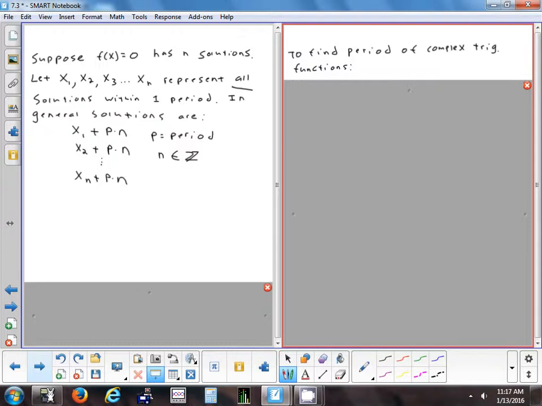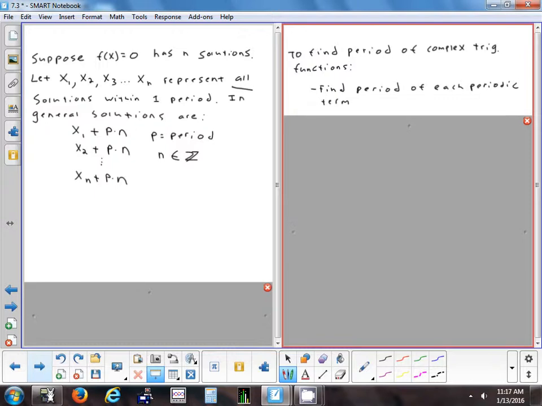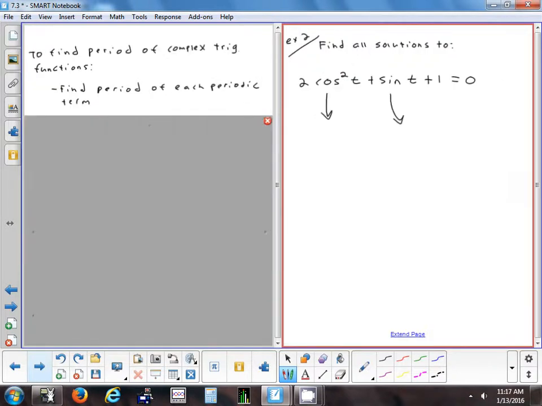All right, so now we're going to look at equations and trig functions that are more complex, okay, higher powers, like sine squared, sine cubed, things like that. So if you have an equation, right, and you have multiple terms in it that are periodic, the first thing you want to do is find the period of each term. Right? So like in this example, we'll find the period of cosine squared. Then we'll find the period of sine.